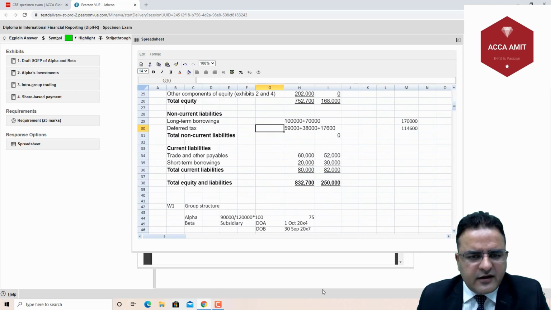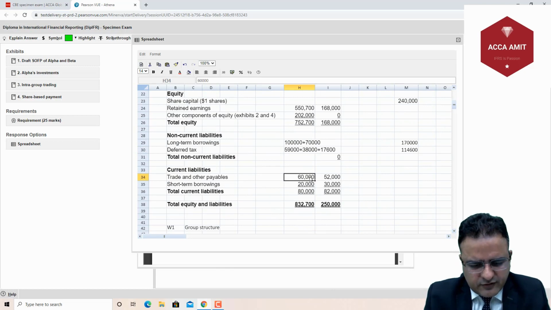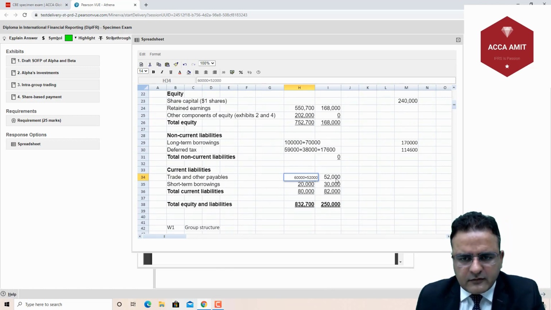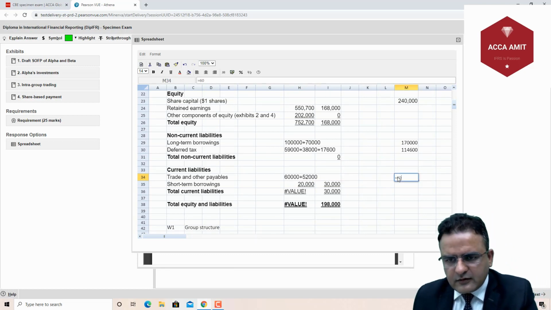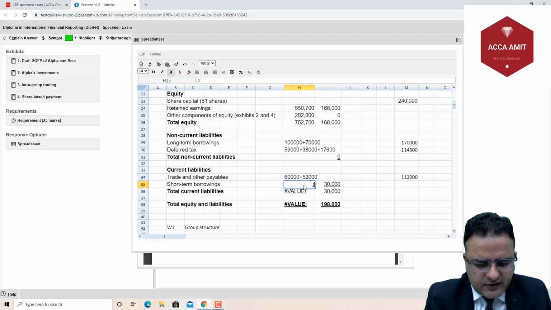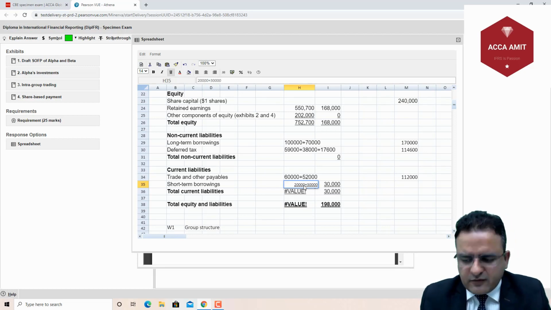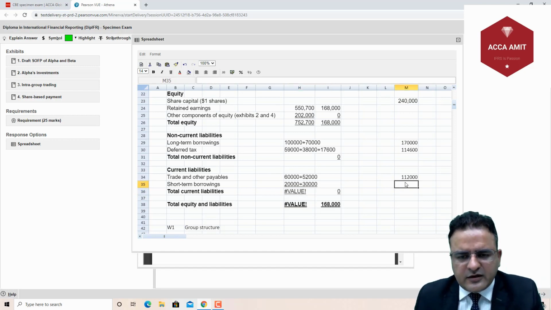Current liabilities are trade and other payables, 60,000 plus 52,000. Short-term borrowings, 20,000 plus 30,000. These are free marks. I call them free marks. Do not forget to gain them. 20,000 plus 30,000 is 50,000 of short-term borrowings.